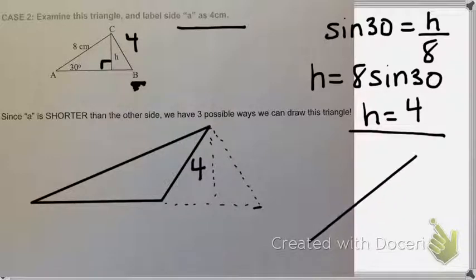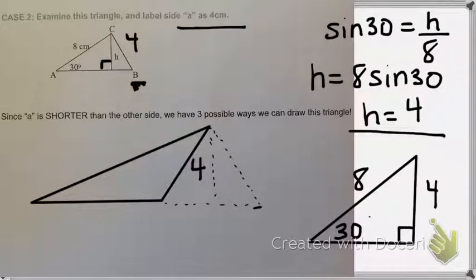So let's draw out what that would look like. Here's your 90-degree angle. Here's 4. Here's 8. And there's 30 degrees, right? Angle B would be 90 degrees because that's what we have there. So that's not always going to be the case.